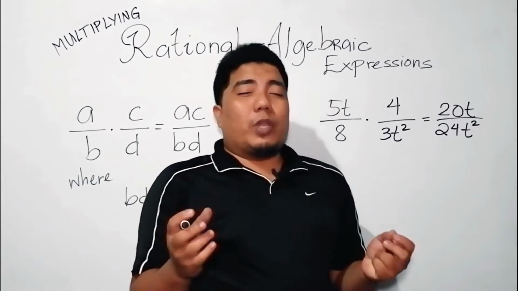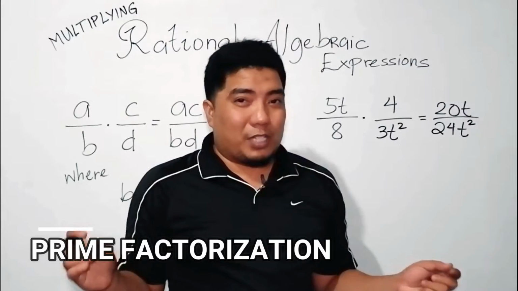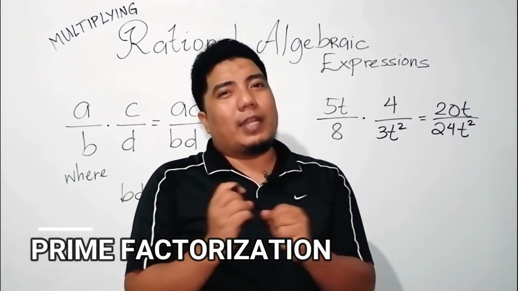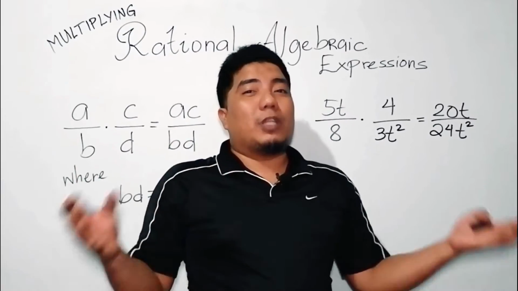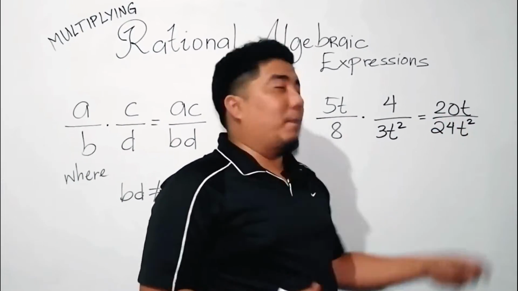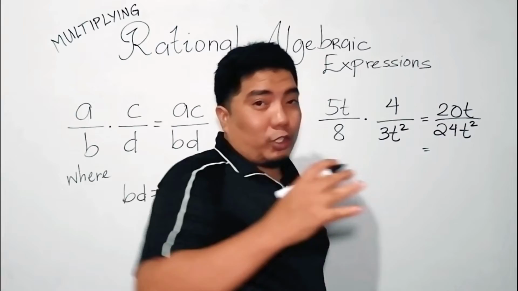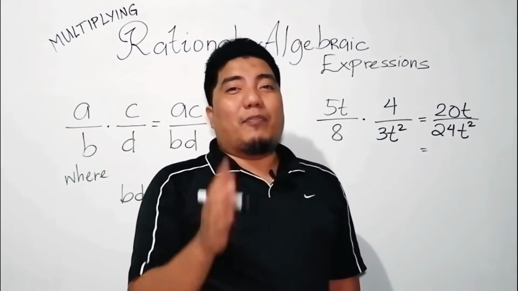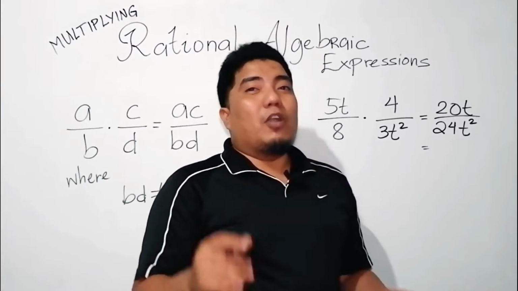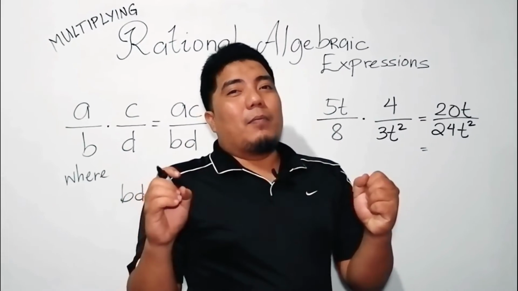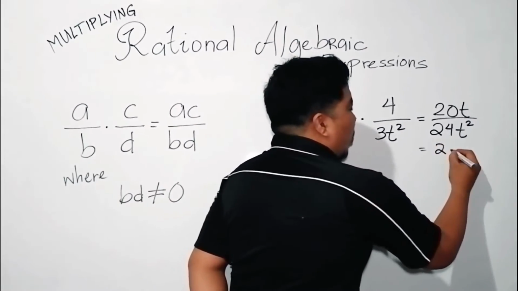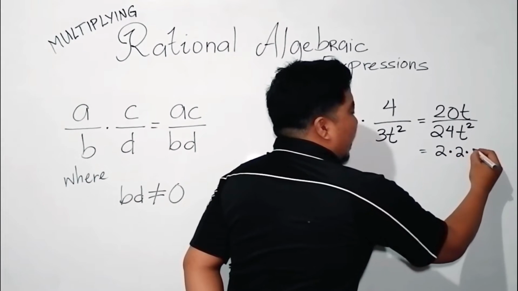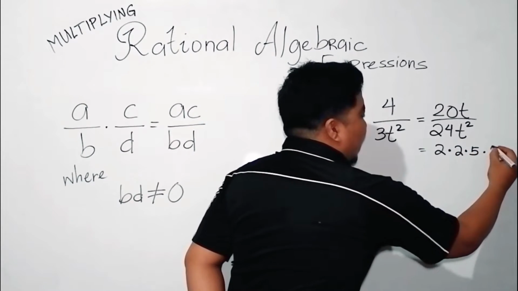So, what you will do here is you can do the prime factorization, meaning you will break down the numbers into their prime values, which will be factors. When you multiply them again, it is the same number. So what are the factors of 20? We have 4 and 5, right? However, 4 can still be broken down into 2 and 2. So we have 2 times 2 times 5 times t.